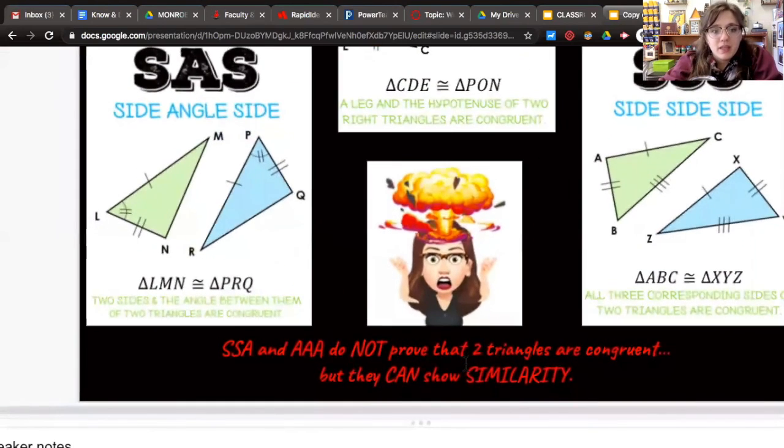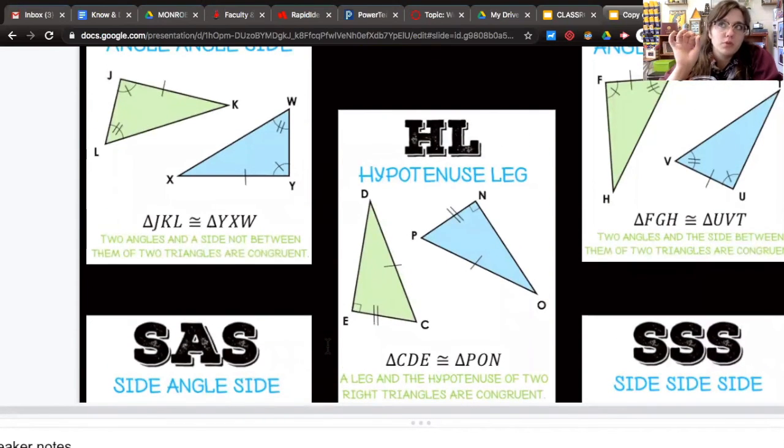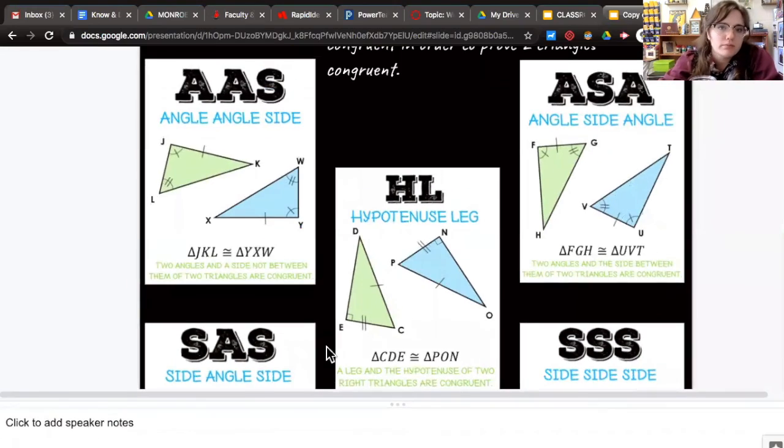So note that side, side angle and angle, angle, angle do not prove that 2 triangles are congruent. If you see that, we cannot say they are congruent without additional information. They can show similarity, but they will not be a congruency proof. They will not show that those 2 triangles are the same.